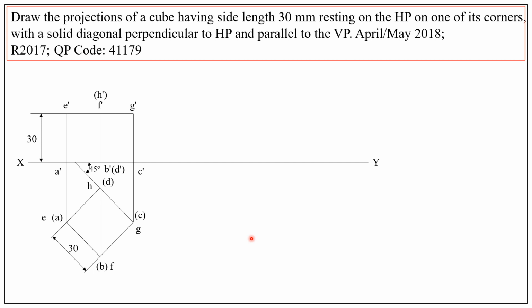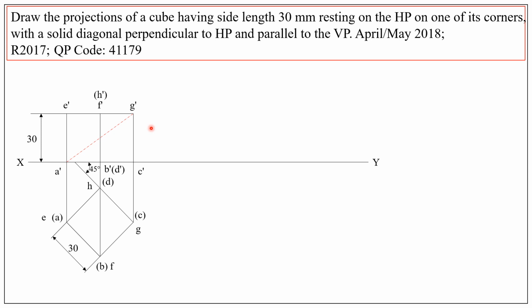Now we are going to draw the solid diagonal. So what is that solid diagonal? Draw a line connecting A dash and G dash. This red colored dotted line is the solid diagonal. As per the problem statement, this solid diagonal is perpendicular to the horizontal plane. When it is perpendicular to the horizontal plane, this line A dash G dash must be perpendicular to the XY line. Right now it is inclined to the XY line. We need to make it perpendicular.